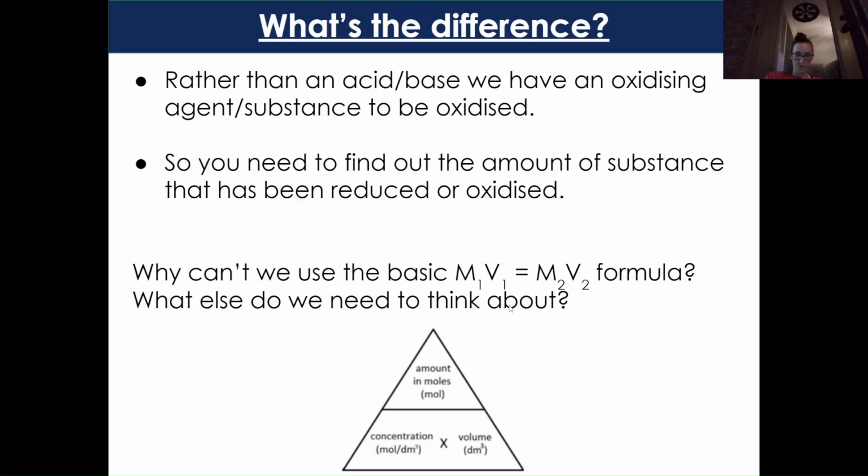We cannot use M1V1 equals M2V2 when we do titrations, okay? Why not? Well, for one, this is assuming the same substance, right? That's just a dilution formula. If you take one substance and you dilute it, yes, you can use that, but that's not what we're doing. We're doing a chemical reaction here where you are looking at stoichiometric ratios between things that are reacting. So this equation is not relevant when you are trying to do titration calculations.